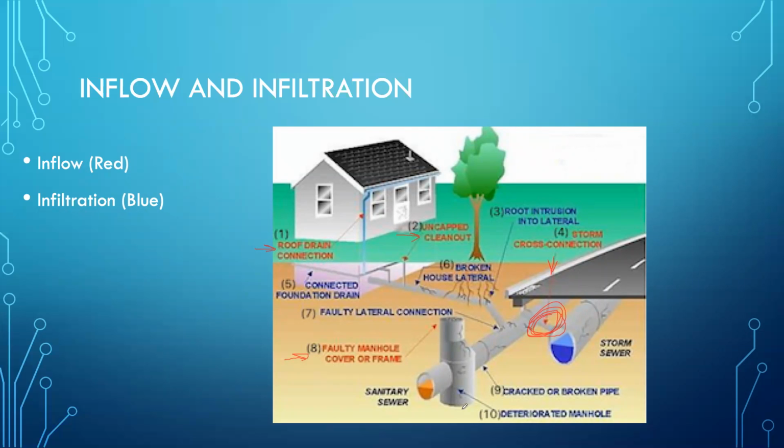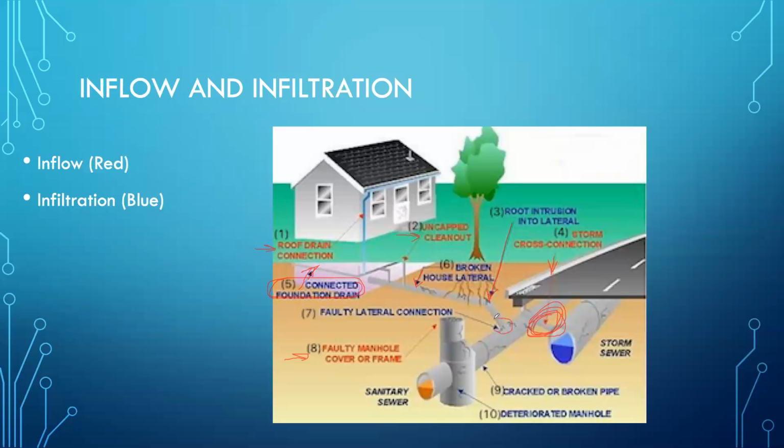And then in terms of the faults in the system, the roots intruding into a lateral, a broken lateral that lets groundwater in, the connected foundation drain. So I would dispute the color coding that this is infiltration. I think that this particular one is more likely an inflow.